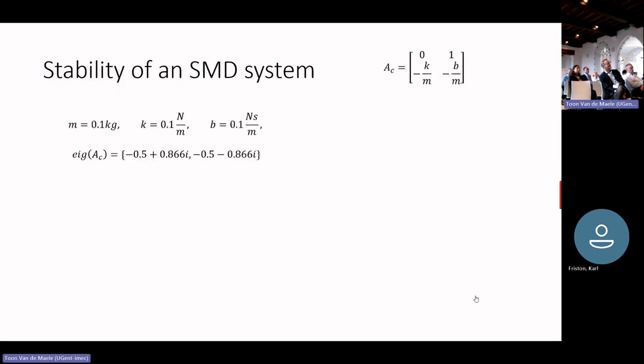So I'll just demonstrate what it means first in case of a spring mass damper system. You already saw the equation AC. AC is basically the continuous time matrix for the spring mass damper system, and I just substituted a few values here. And in this case, I just pulled off the eigenvalues, and you can see that both have a negative real part, which means it's supposed to be stable.